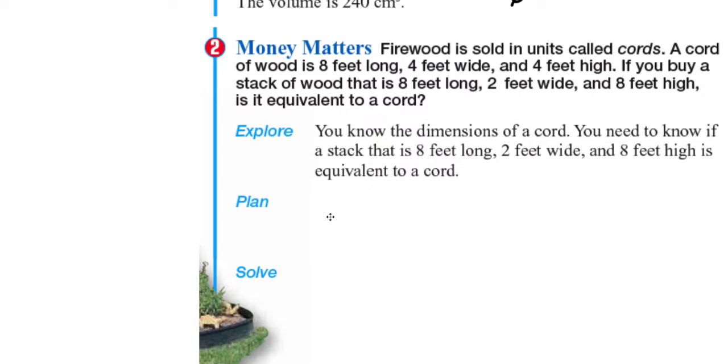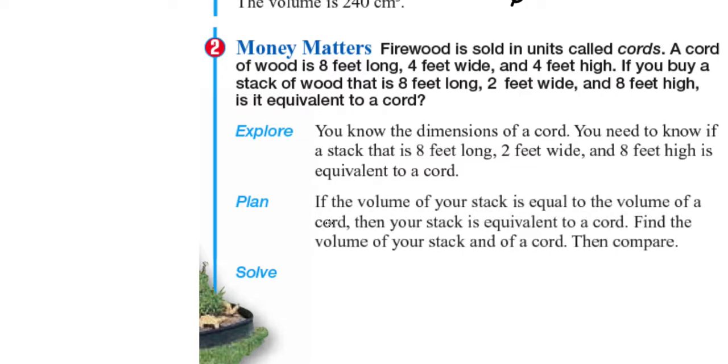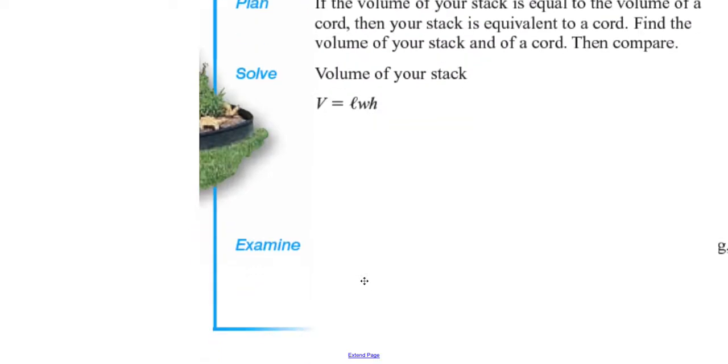So what do we plan to do to be able to solve this? If the volume of your stack is equal to the volume of your cord, then your stack is equivalent to a cord. So first we need to find the volume of your stack and of the cord, and then we need to compare. So this is what we do. The volume of the stack is, again, going back to the formula, length times width times height, 8 times 2 times 8, which is 128 cubic feet.